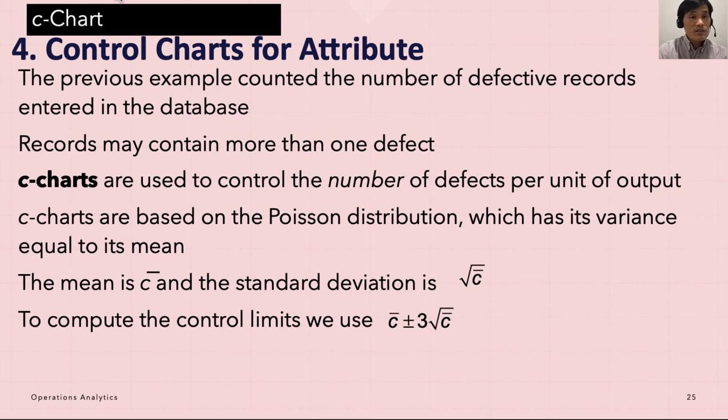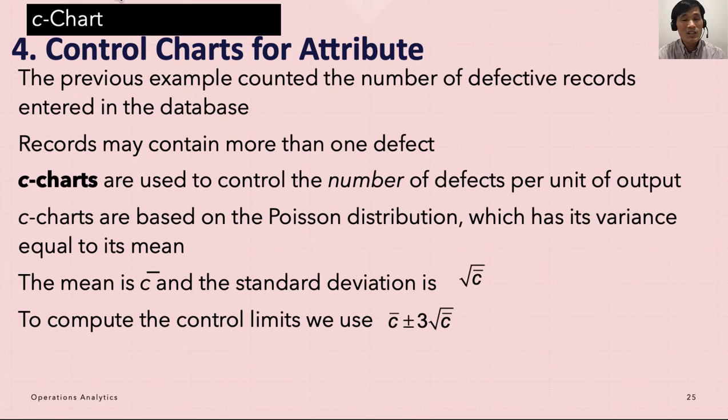The last topic is C chart. Instead of looking at percentage, we are looking at the number of defects per unit of output. C charts are based on the Poisson distribution, which has its variance equal to its mean. The mean is C bar, and the standard deviation is the square root of C bar.